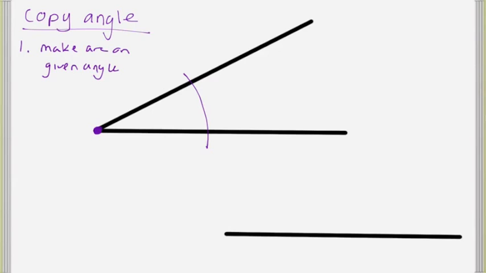So open up your compass to some kind of medium size, put your compass point on the vertex of the angle, and make an arc. Keep your compass that same setting. Okay? An important thing about a compass is it can hold a size. So I want to use that size that I just had, and now I want to put that same exact size mark down where I want my new angle to be.